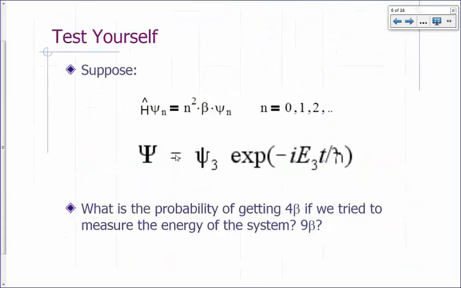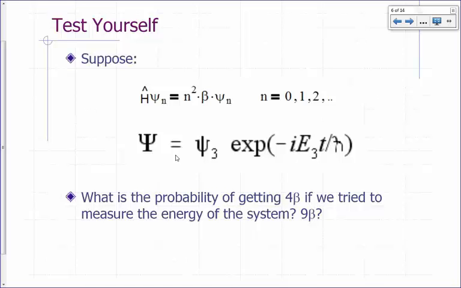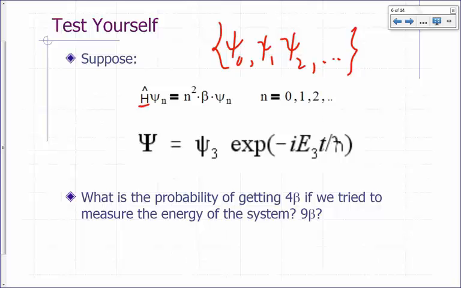Alright, so let's look at an example here. Let's say you have a series of solutions, psi 0, psi 1, psi 2, and so on. Let's say that's your eigenbasis for your Hamiltonian operator. Okay, so H hat operating on psi n gives you n squared beta times psi n. So these are your eigenvalues, right? The constant that you get is your energy. So let's call that E sub n. And so let's say big psi happens to be little psi 3 times e to the negative i E3 t over h bar.